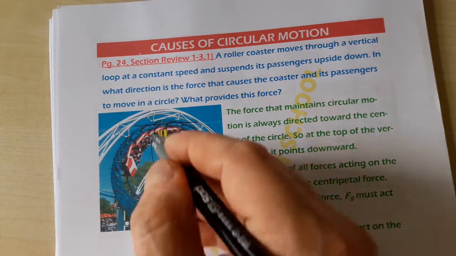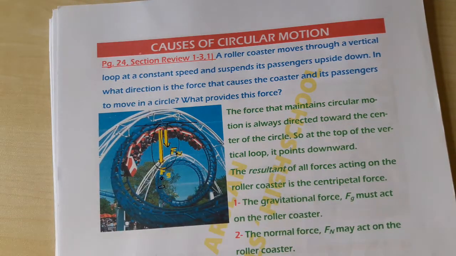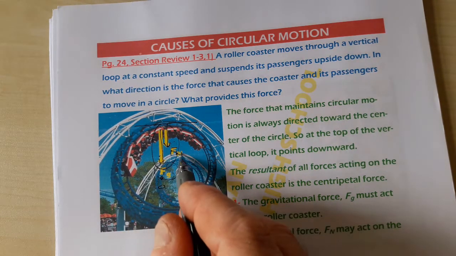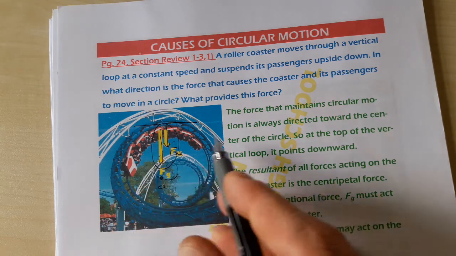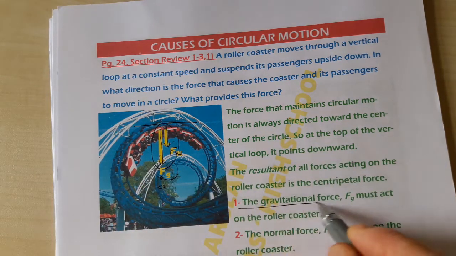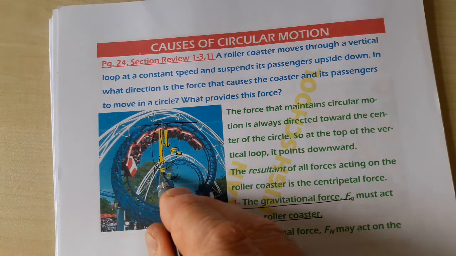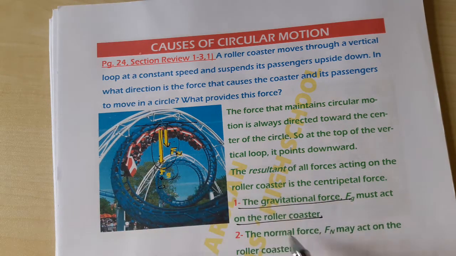Because these two forces are pointing to the center of the circle, these two forces could be the centripetal force. Fg, you cannot change, but Fn can change. It depends on the speed. So the gravitational force Fg must act on the roller coaster, which is one component of the centripetal force. The second one is the normal force Fn, which may act.